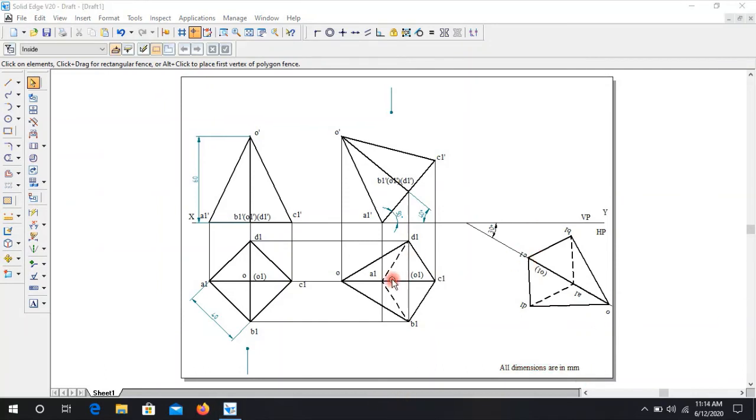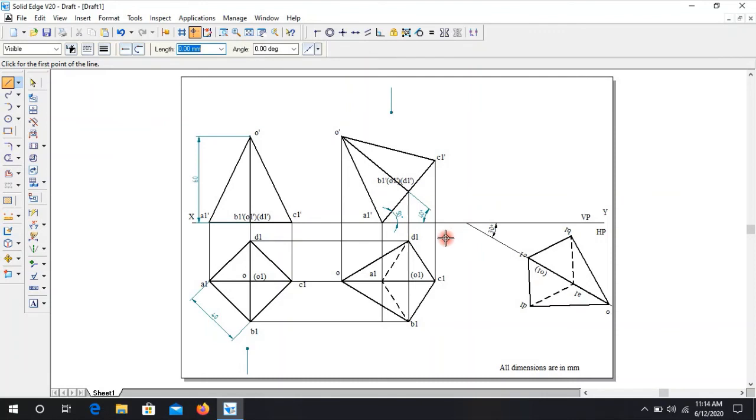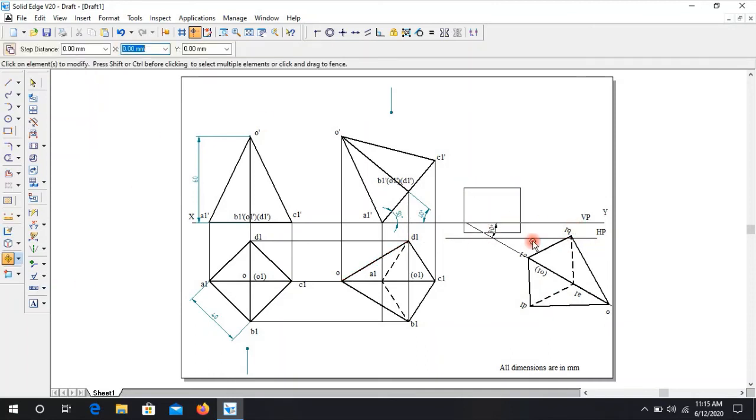When you copy this object from second step to third step, if there is no enough space in your page, you can draw one line parallel to XY line. One more parallel line here. And 30 degree line you can construct from this parallel line. From here you can construct one 30 degree line and you can copy this diagram on this new 30 degree line. Here I will simply copy paste this diagram.